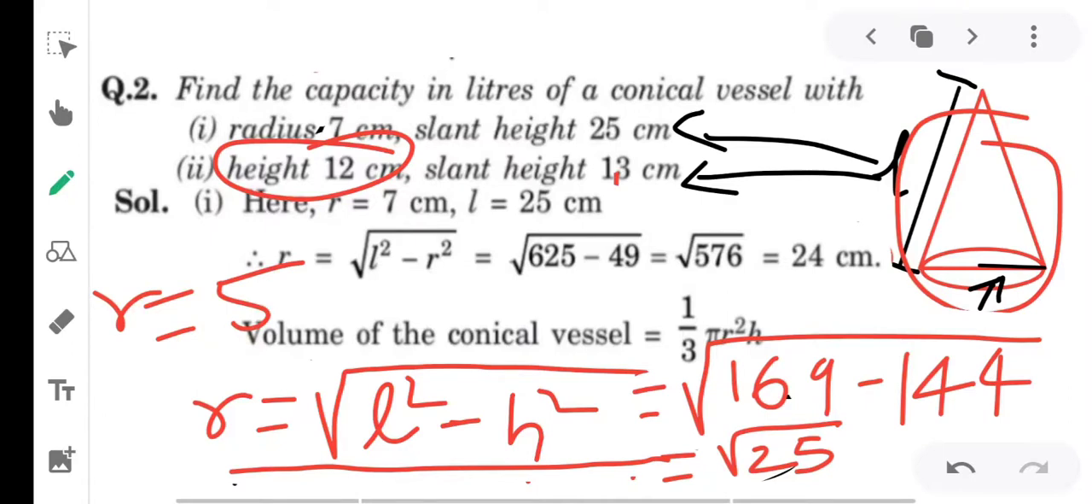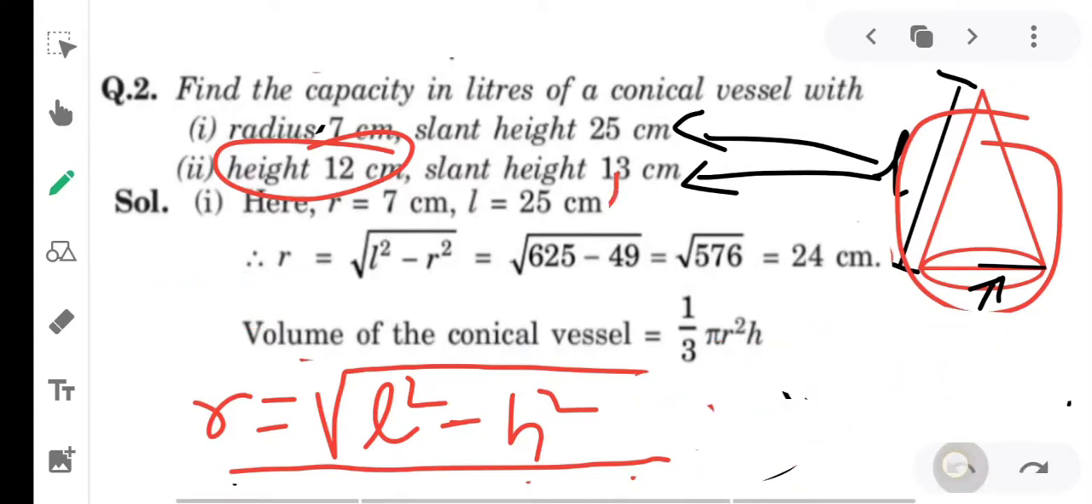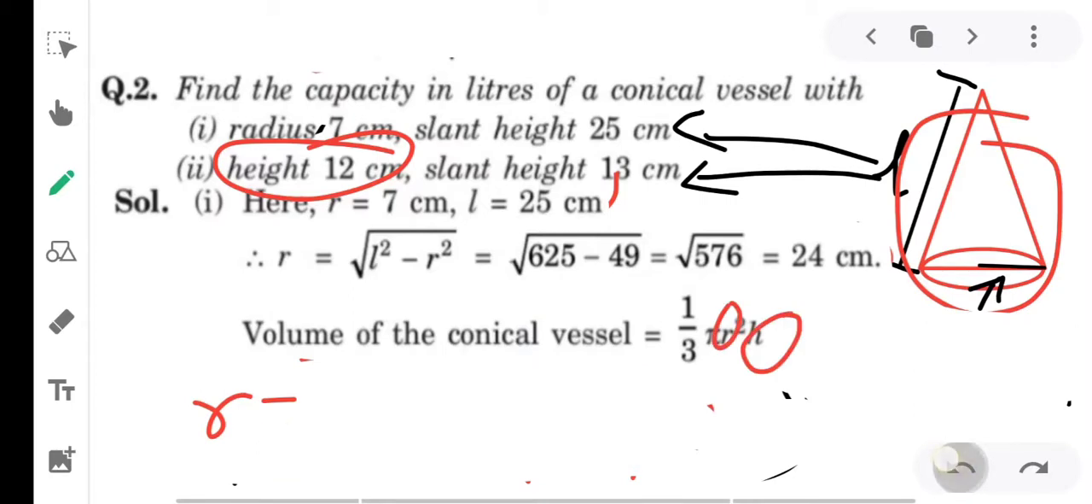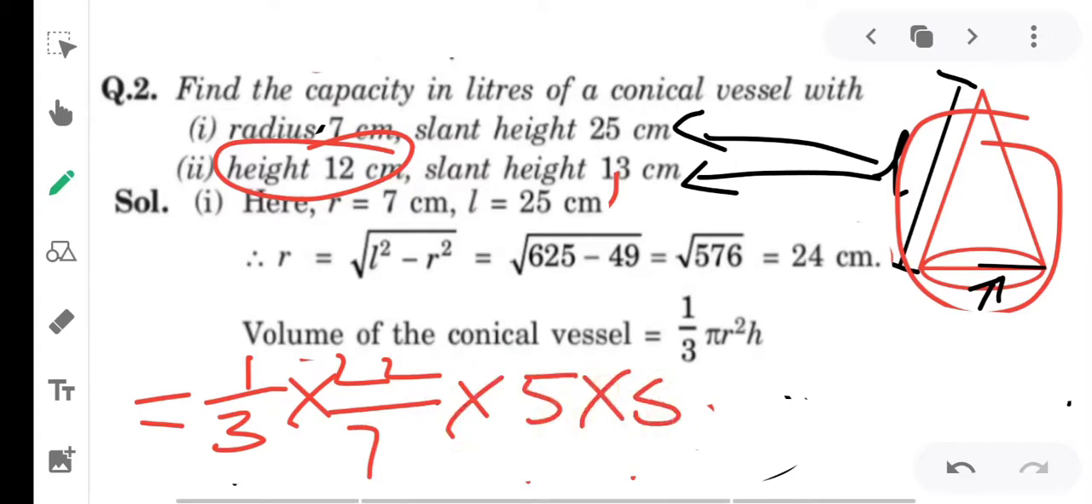Radius कितना हो जाएगा, 5 centimeter हो जाएगा. तो यहाँ पर radius हमारी होगी 5 centimeter, right? तो यहाँ पर हम इस value को note कर लेंगे, radius is equal to 5 centimeter. So after getting this value, we put the value of radius into the formula, right? Now we put the value, right? So how it would be, 1 upon 3 multiply 22 upon 7, right? Multiply radius would be 5 into 5 multiply height, that is 13, right?